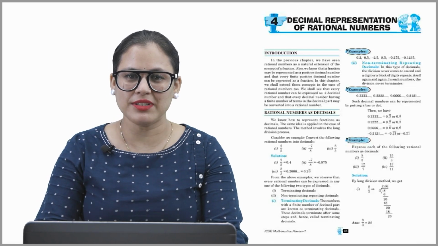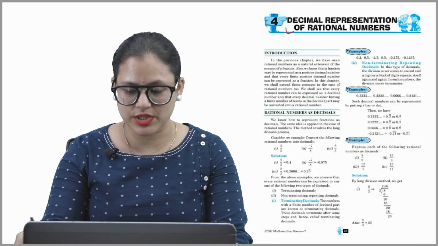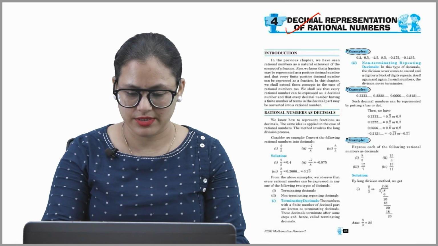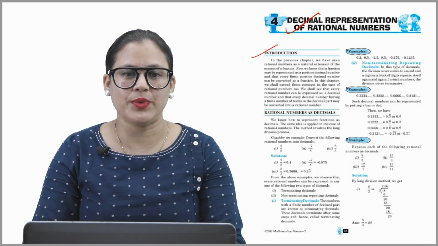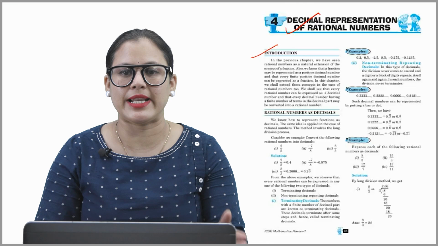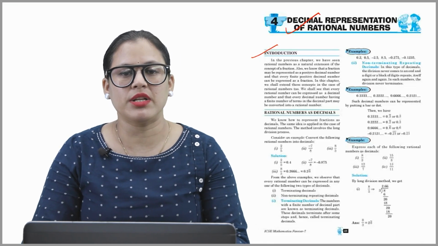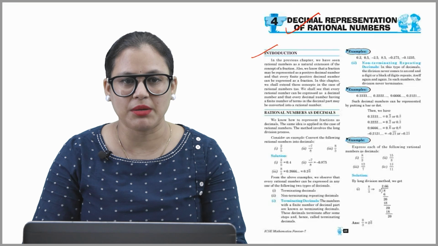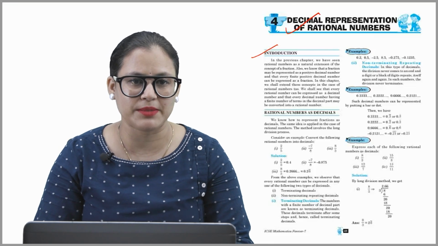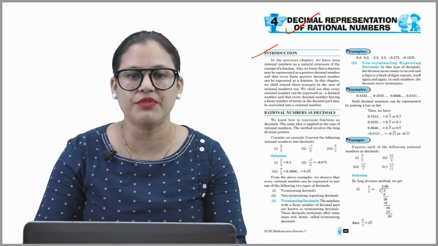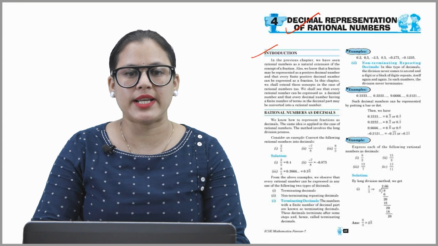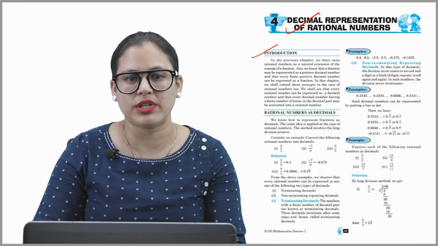Let's start today's chapter, Decimal Representation of Rational Numbers. Introduction. In the previous chapter, we have seen rational numbers as a natural extension of the concept of a fraction. Also, we know that a fraction may be represented as a positive decimal number and that every finite positive decimal number can be expressed as a fraction. In this chapter, we shall extend these concepts in the case of rational numbers too.